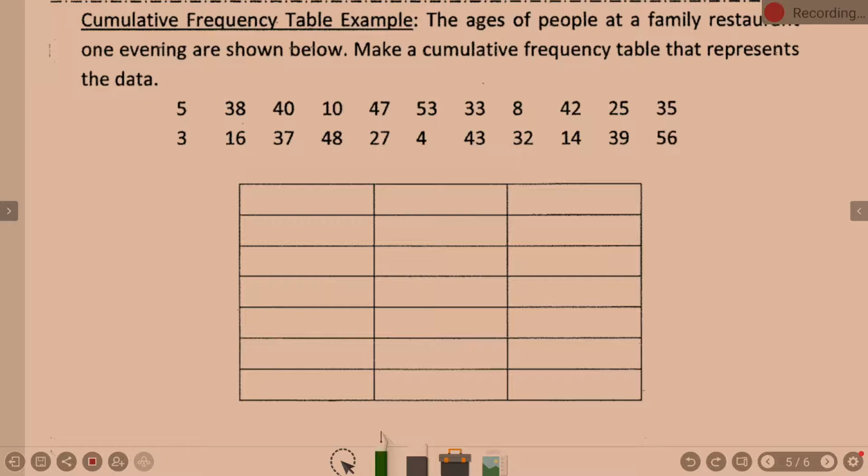This time we're talking about ages. I'm going to make ages that first column. It's kind of just labeling whatever we're going to be talking about. My middle column is frequency, and my right column is going to be cumulative frequency.